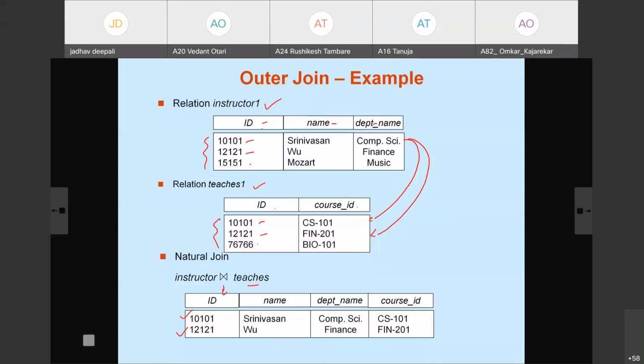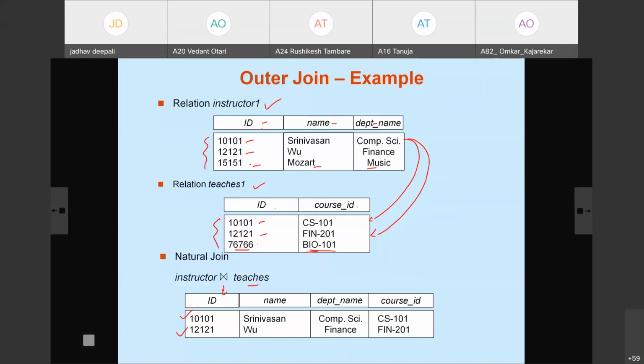So which information are we missing here? We miss the information about the instructor Mozart from the music department. Why? Because Mozart does not teach any course. Or we miss the information about the course Bio 101, the name and department of the instructor who teaches the course Bio 101. It is not here.